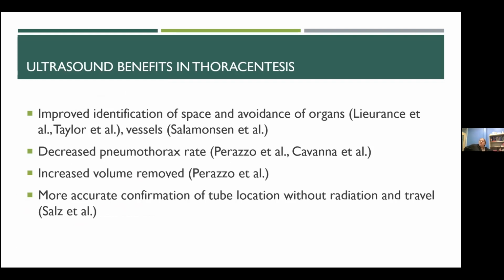Using ultrasound in thoracentesis improved identification of the space, improved avoidance of organs, much less trauma to the spleen or the liver, and much less trauma to vessels. There were decreased pneumothoraces and increased volume removed. They were actually able to get better pockets of fluid by targeting with their ultrasound, and therefore their catheter placement, into an area where there were bigger pockets of fluid.